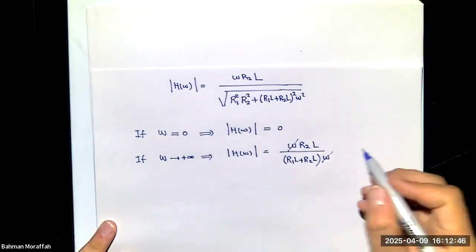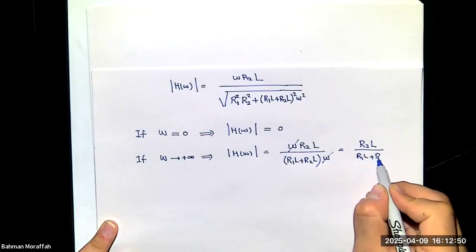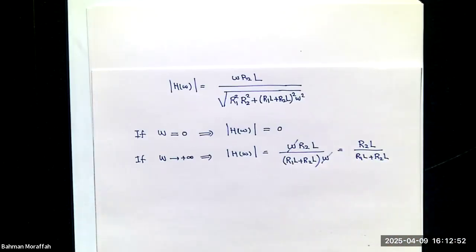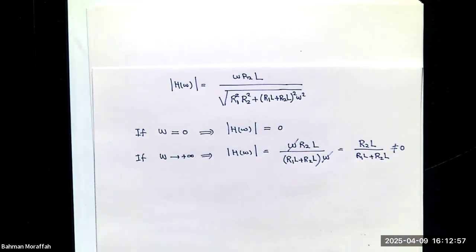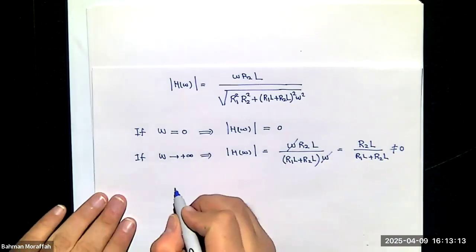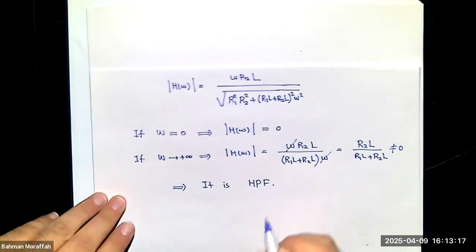Well, this and this cancel. So this is basically R2 L over (R1 L plus R2 L), which is non-zero. So what is the filter that I have? For low frequencies, I have something around 0. For high frequencies, that is some number. So it's a high pass filter.